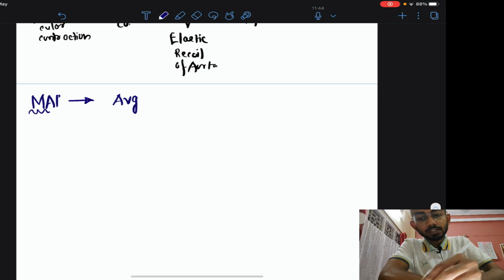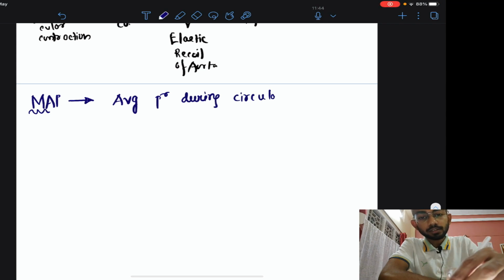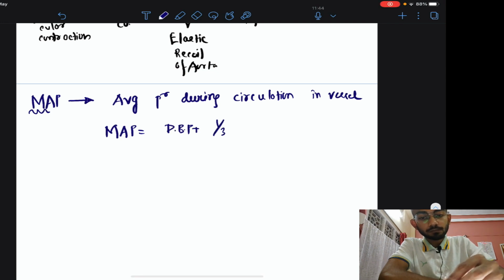It is the average blood pressure during the entire circulation in the vessel. Average pressure during circulation in vessel. And this mean arterial blood pressure is equal to the diastolic blood pressure plus 1/3 of the pulse pressure.